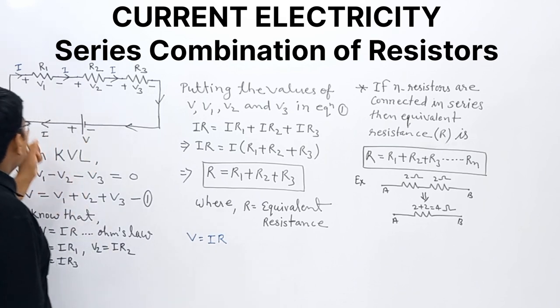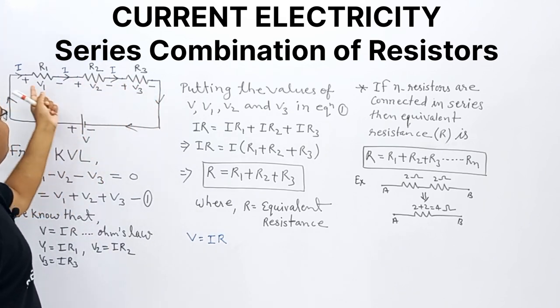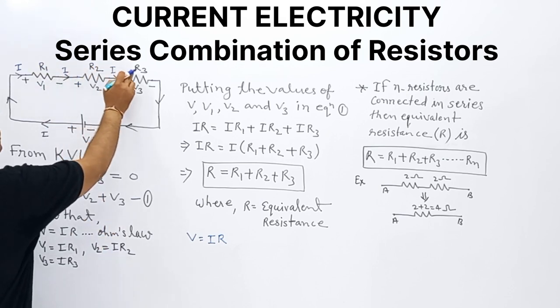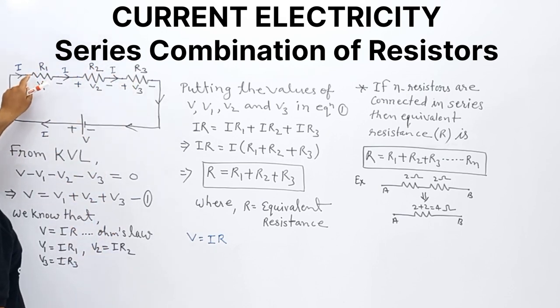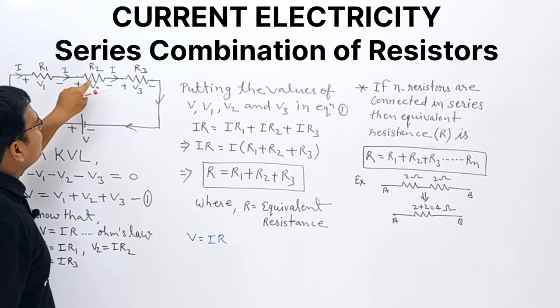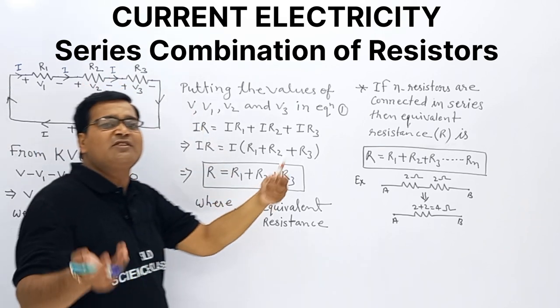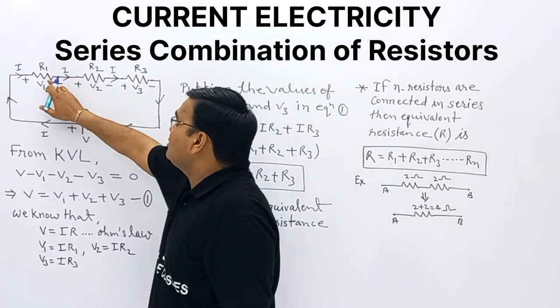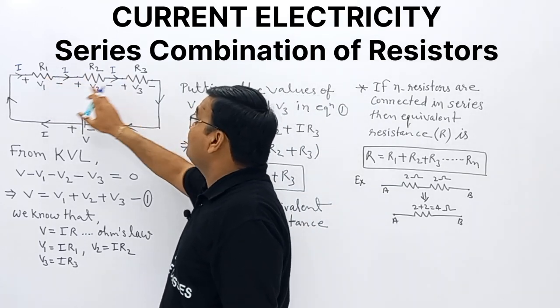The current flowing in all elements is the same, but the resistance value is different. So what will be the potential difference, the voltage drop, across each element? For this element, it will be V1, because I into R1. The voltage drop across each of these resistors will be different.